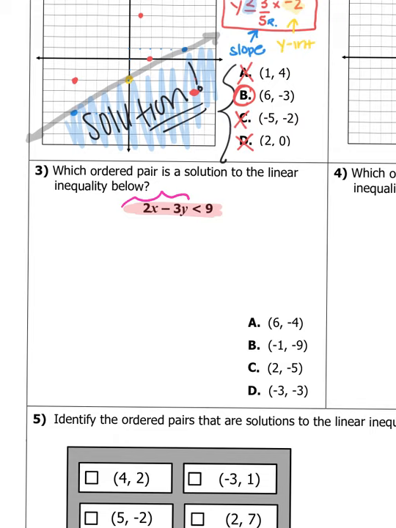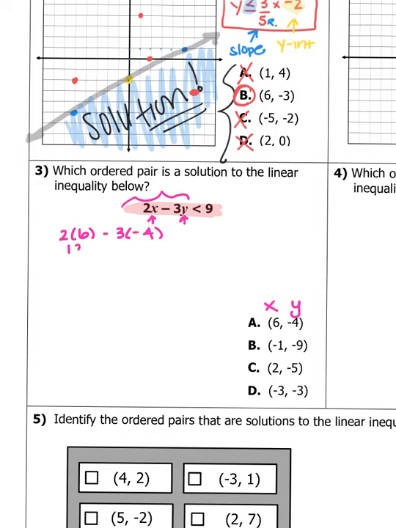If it is a solution. If it's not, it is not a solution. So let's try A. Remember, x is our first coordinate and y is always the second. Where there's an x, I'll put the 6, and where there's the y, I'll put the -4. So I'm going to do 2 times 6 minus 3 times -4.